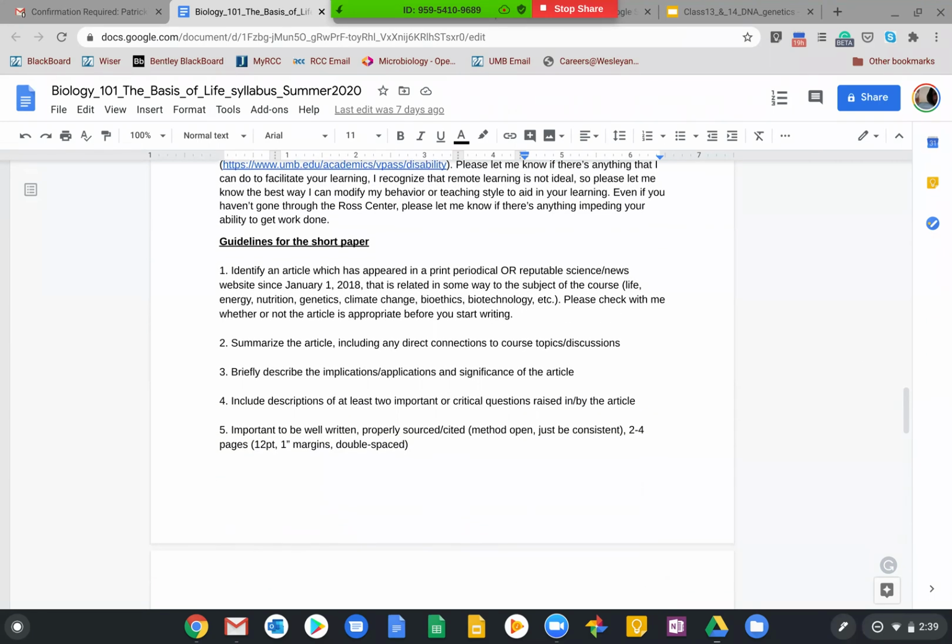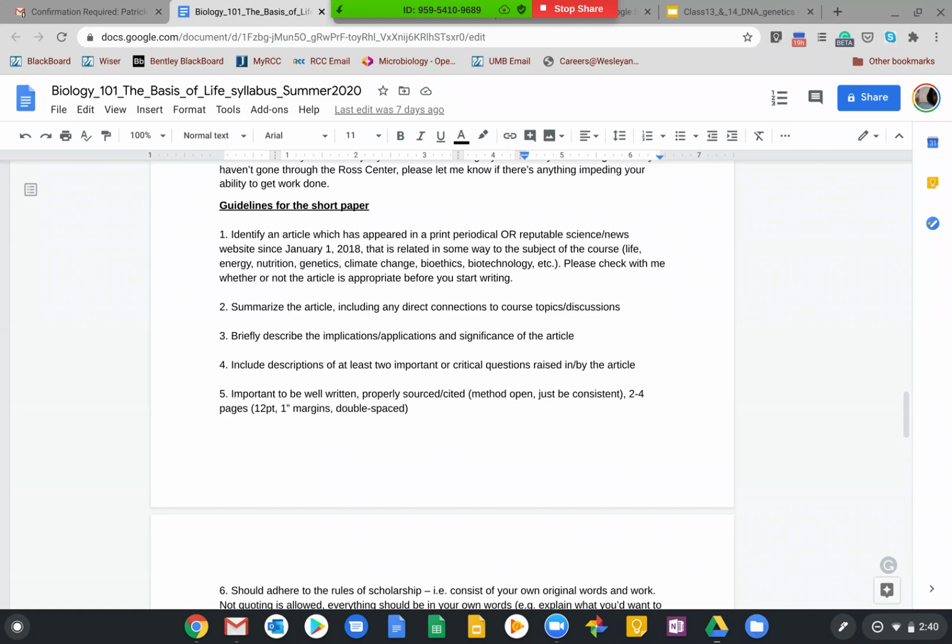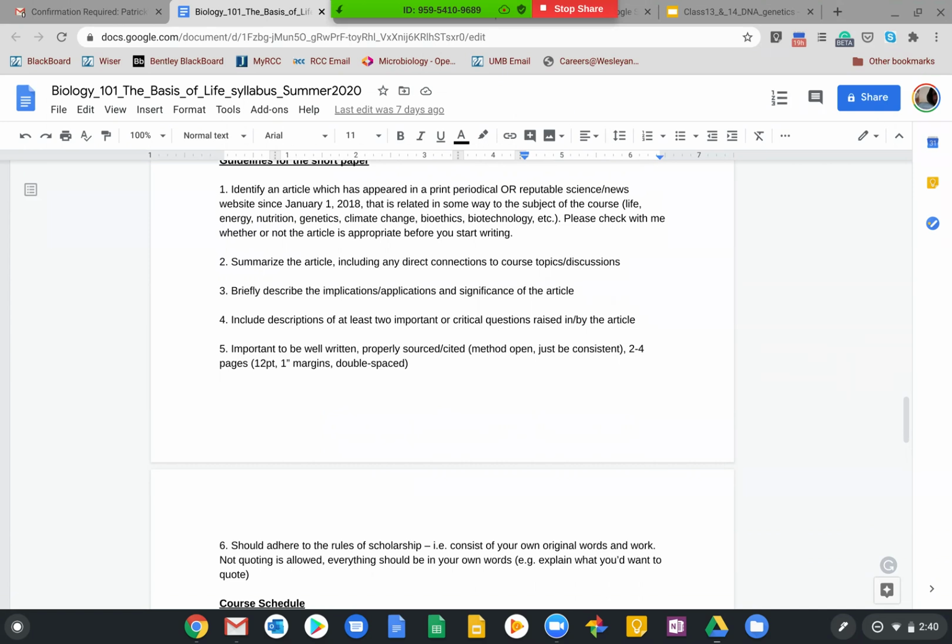First, the guidelines here in the syllabus. It's a very simple paper, basically showing me that you can read science, summarize science, and write about it. It's pretty straightforward, and so a couple things: you shouldn't be quoting in this. You should be writing everything in your own words. You should be telling me what exactly this article is. If you want to say something in the article, say it. Don't pull a quote from the article. Just physically tell me what you're trying to tell me. That way I know you're understanding it.